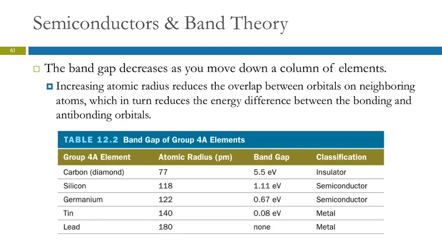So as we go down, we see that metallic character increases. That coincides with the band gap decreasing. Any questions?